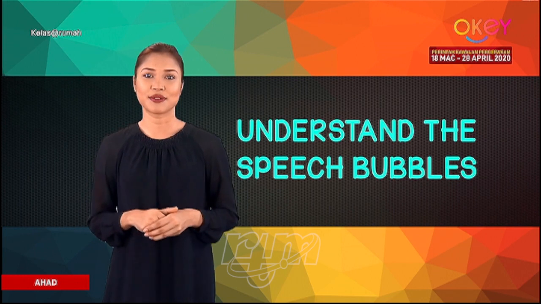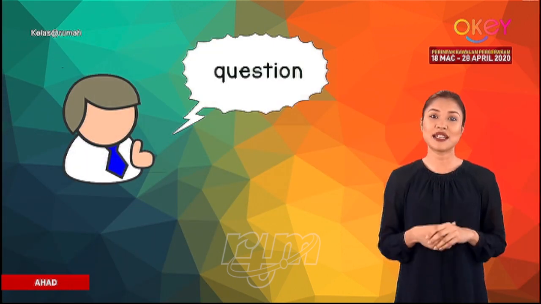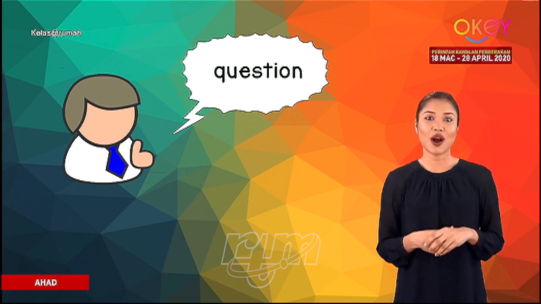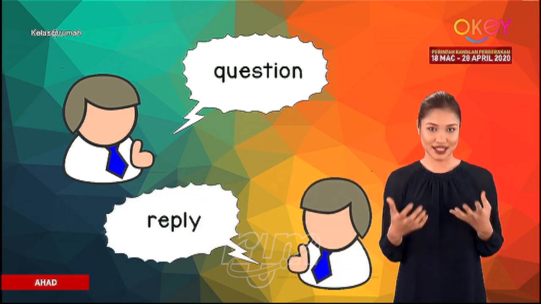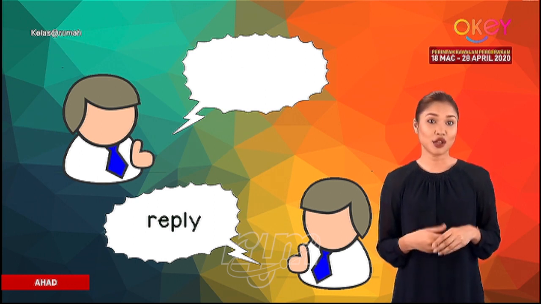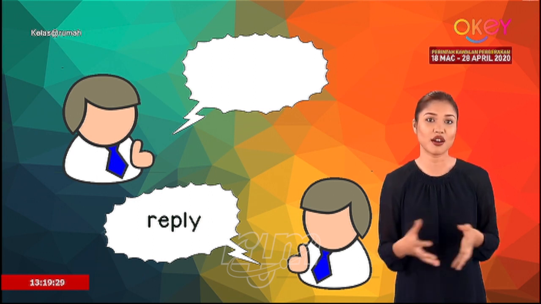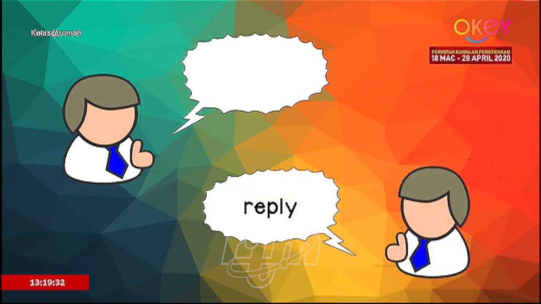Understand the speech bubbles. Usually, one speech bubble will be filled and the other speech bubble will be blank. Also, the speech bubble on top means the person is speaking first, while the speech bubble at the bottom is the reply. So if the speech bubble on top is blank, you'll have to read the speech bubble at the bottom and think of a suitable statement or question for the response. Conversely, if the speech bubble at the bottom is blank, then you must read the speech bubble at the top and think of a suitable response for it.